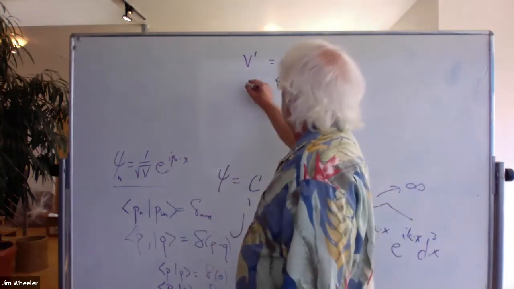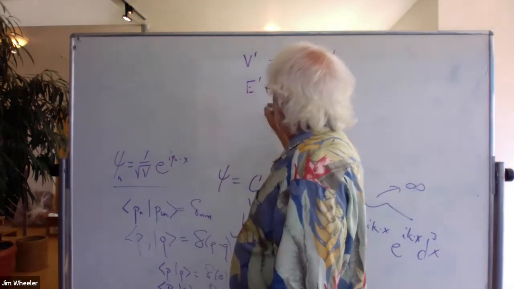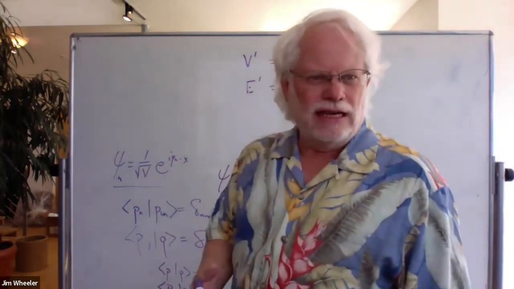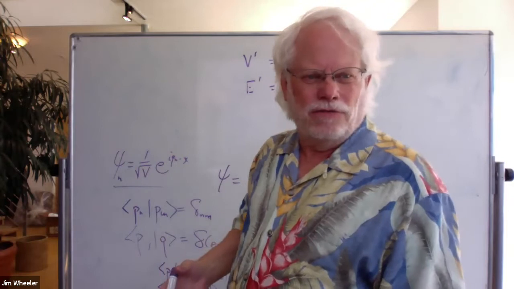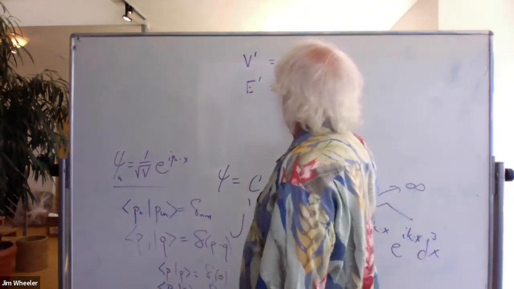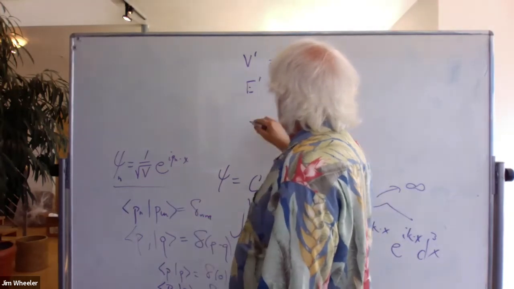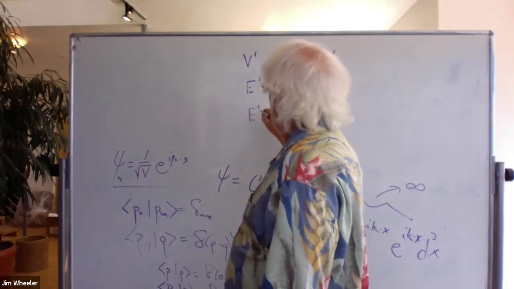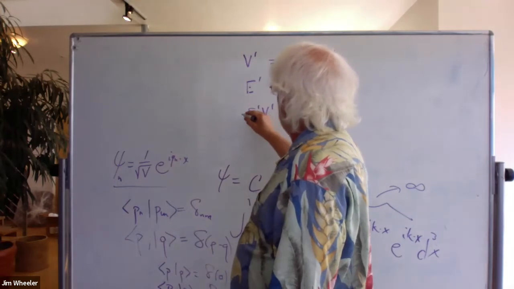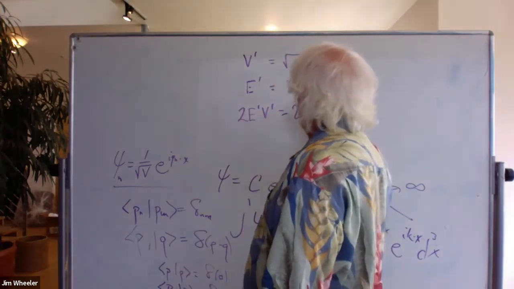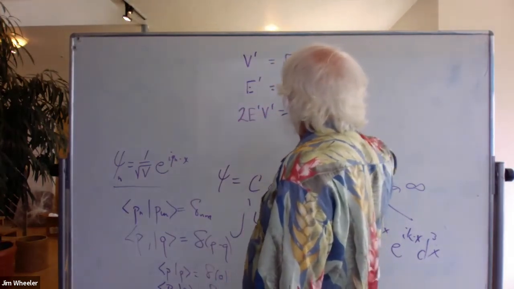Now, energies are the fourth component of a 4-vector, and they change with a factor of gamma, which is 1 over this factor. And so the product E prime V prime, often there's a 2 here, is Lorentz invariant.